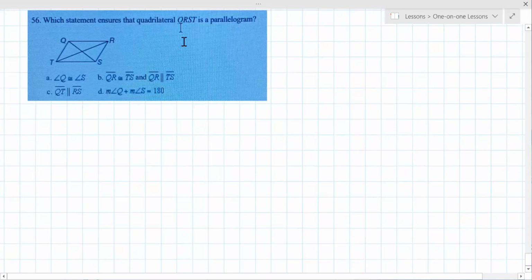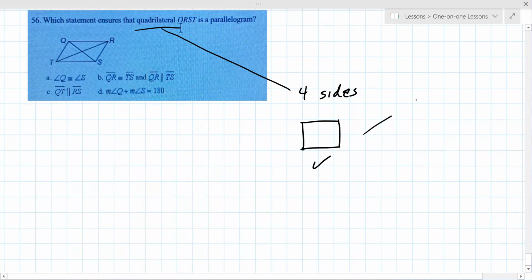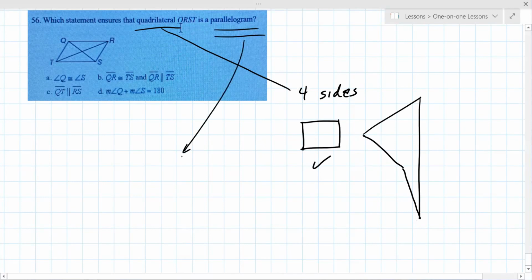Which statement ensures that quadrilateral is a parallelogram? A quadrilateral means that it has four sides. So here's a quadrilateral, okay? That's a nice one, but it could also be that the sides look like that. That's also a quadrilateral. Not so nice, right? Parallelogram means that it has two sets of parallel sides.